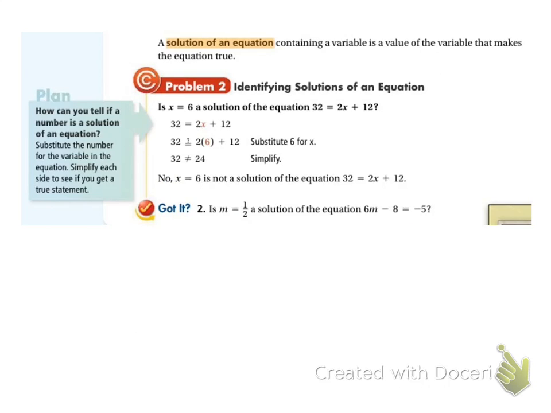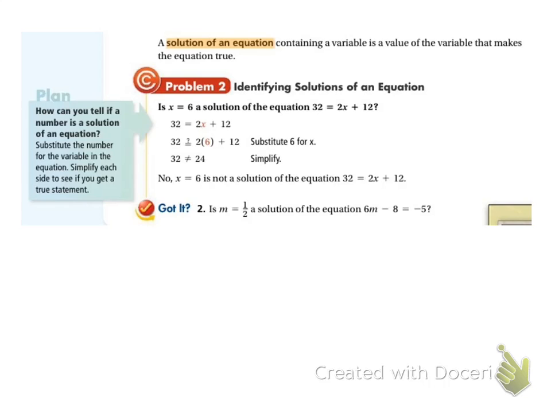A solution of an equation containing a variable is a value of the variable that makes the equation true. So in our example here, we're given an equation, 32 is equal to 2x plus 12, and we want to know, is x equals 6 a solution? So we're going to plug in 6 for x and see if this equation comes out to be true. We see down here that they got 32 is not equal to 24. So 6 is not a solution.